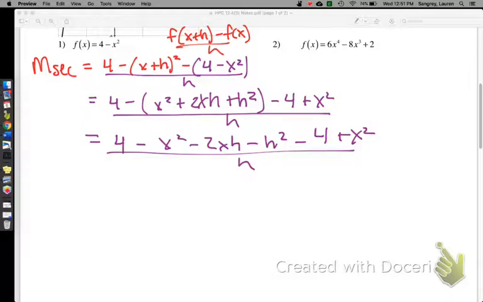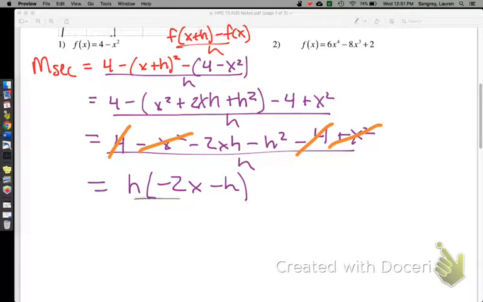Okay, now everything should cancel that doesn't have an h. So I have a 4 with a negative 4. I have a negative x squared with a positive x squared. Awesome. And then I'm going to factor out an h in the numerator. I'm left with negative 2x minus h. So now my h in the top and bottom will cancel. So there is the slope of your secant line.